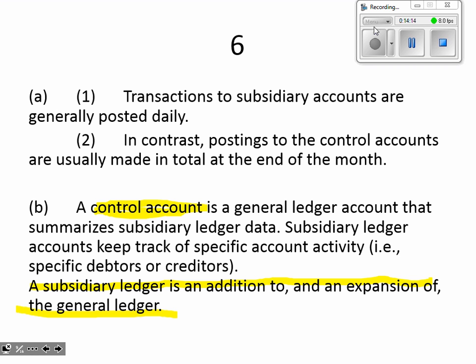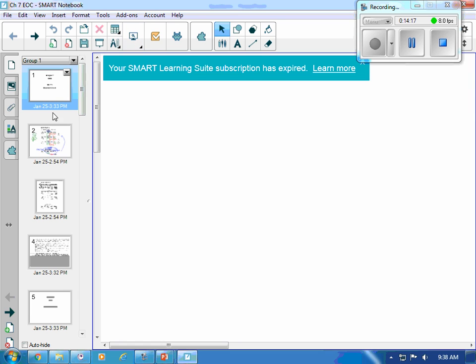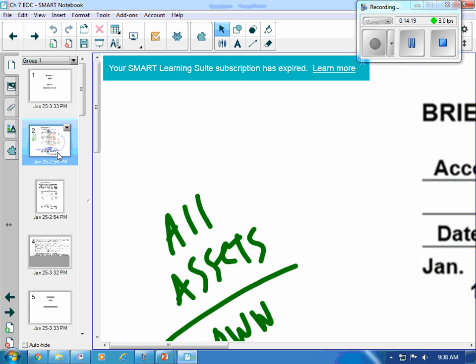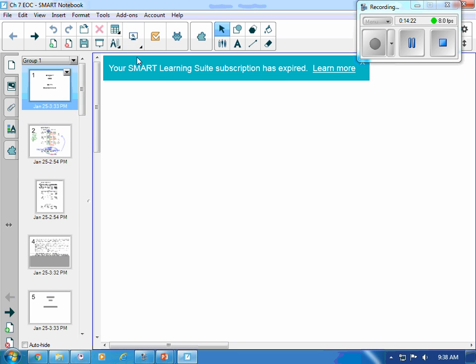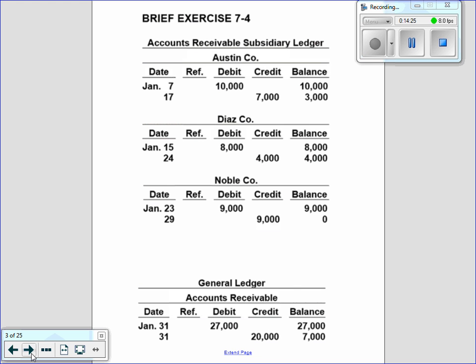Let's try it in action here. We're going to do brief exercise 7-4. I believe you have a worksheet for that.